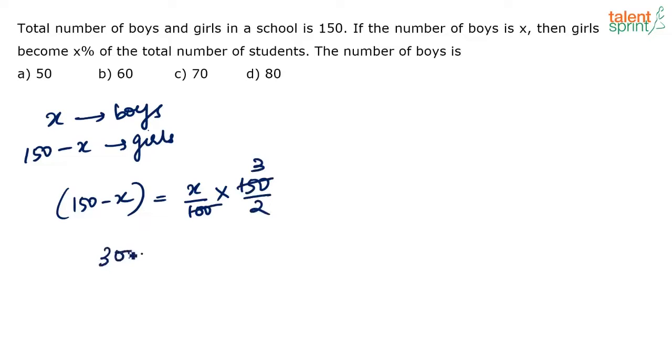You get 300 minus 2x is equal to 3x, or you can say 5x is equal to 300, or x is equal to 300 by 5, that is 60. So the question is number of boys. You have to find the value of x. So I can say x is equal to 60, that is option B.